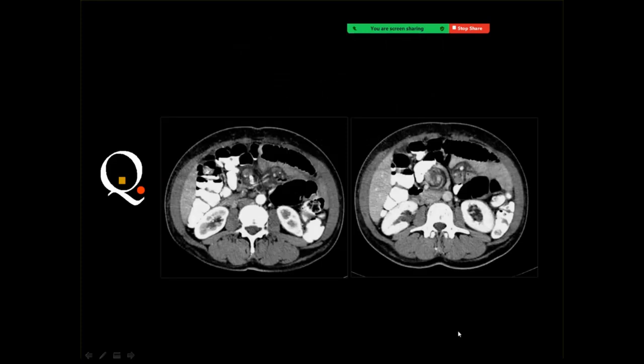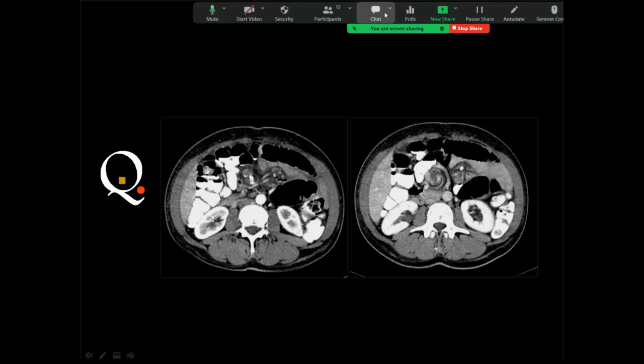The next case is an abdominal scan obtained after intravenous and oral contrast administration.